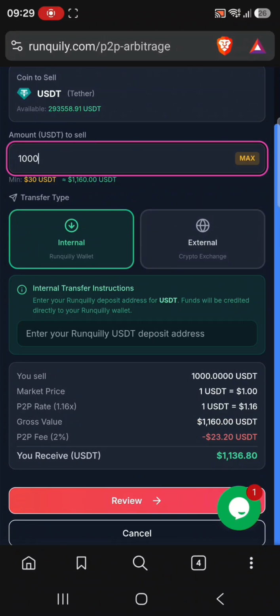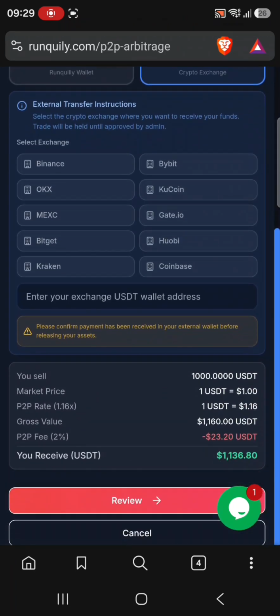So as I was saying, you can trade crypto arbitrage trading and receive your assets here in Runquilly or in your external wallet. So you can receive in Binance, you can receive in OKX, MEXC, and name all those platforms.